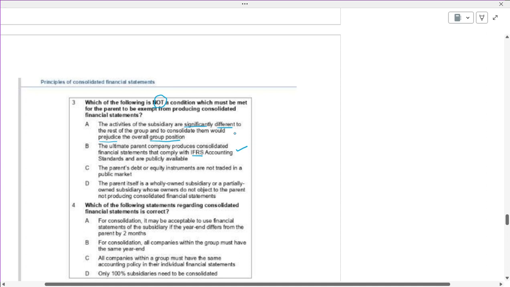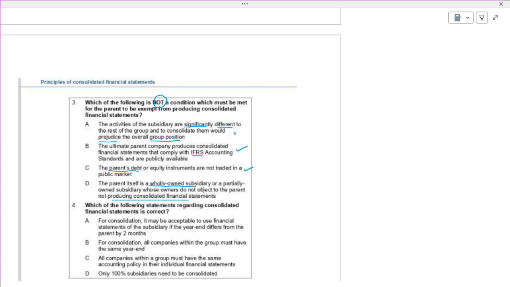This is the condition: the parent's debt or equity instruments are not traded in the public market. I told you, the parent company will not be touched by anything; only the subsidiary company will be traded. Another condition is that the parent itself is a wholly owned subsidiary, or a partially owned subsidiary whose owners do not object to the parent not producing consolidated financial statements.